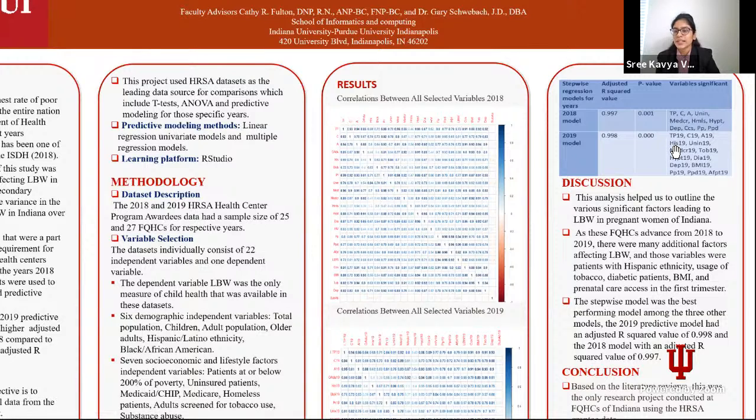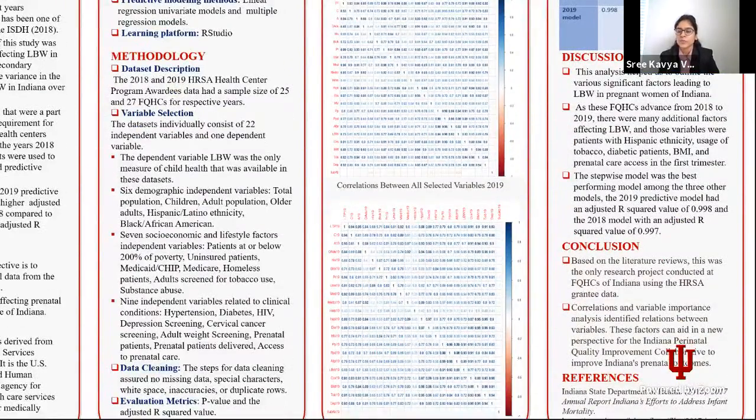But when it comes to the 2019 model, there were many additional variables observed to be significant: high BMI, diabetes, and tobacco were found to have a predictive value for low birth weight in the 2019 model. We could also see that cervical cancer screening and homeless were no longer significant in the 2019 model. This analysis helped us outline various significant factors leading to low birth weight in pregnant women of Indiana. And as these FQHCs advanced from 2018 to 2019, there were many additional factors affecting low birth weight.